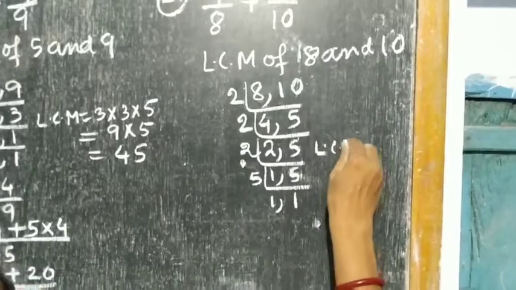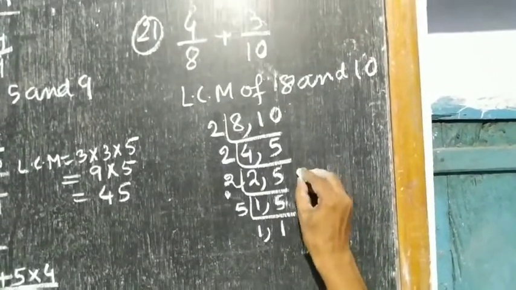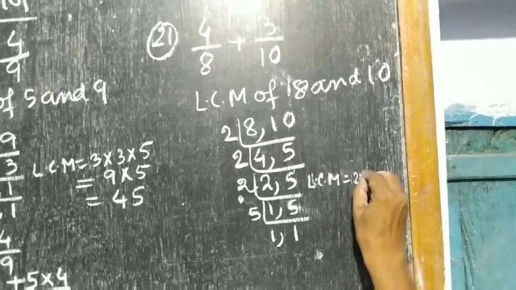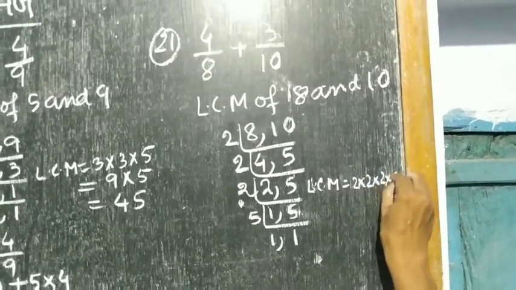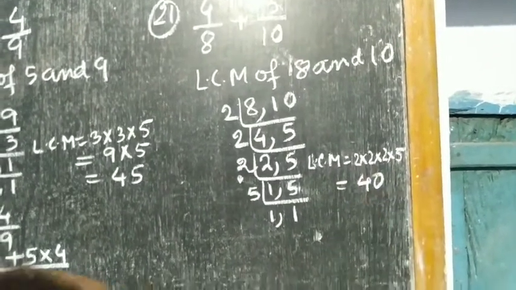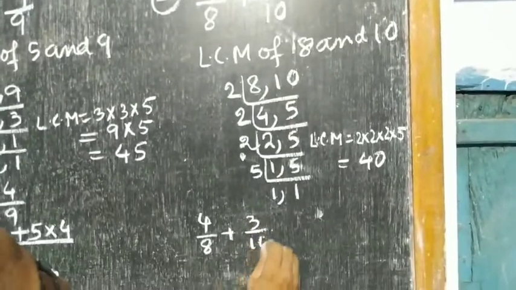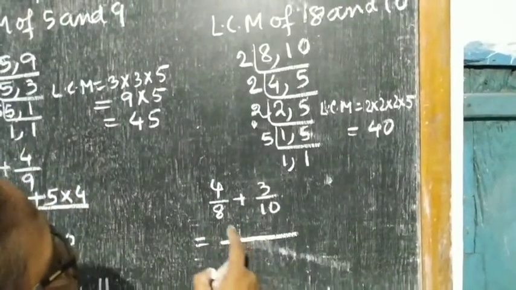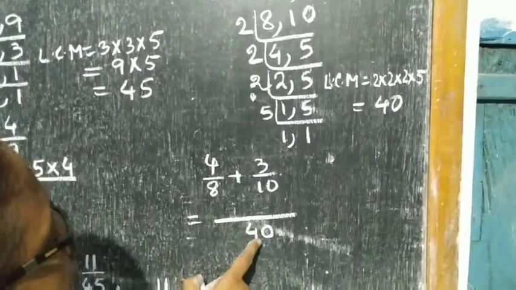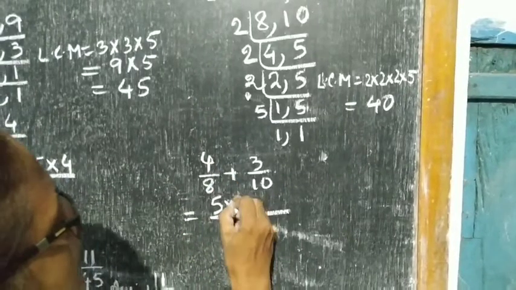So LCM is equal to 2 into 2 into 2 into 5. That is 2 2s are 4, 4 2s are 8, 8 5s are 40. Now children, you write the sum 4 by 8 plus 3 by 10. So what is the LCM of 8 and 10? 40. So you write it in the denominator. Now you divide 40 by 8. So how much is it coming? 5, into 4.